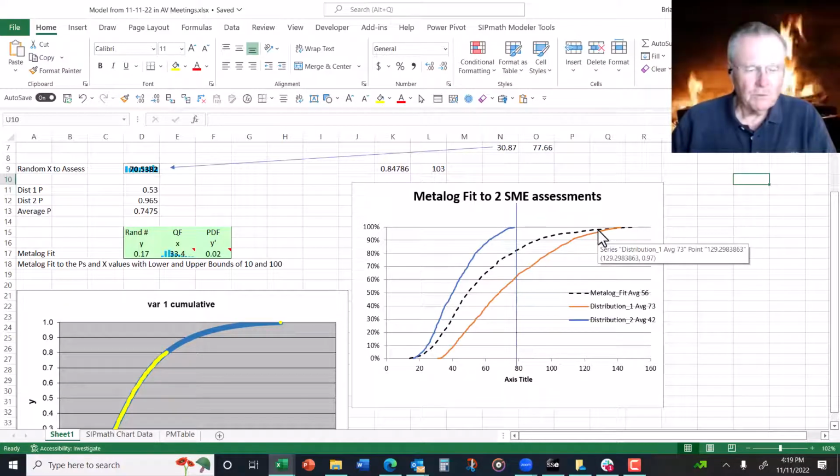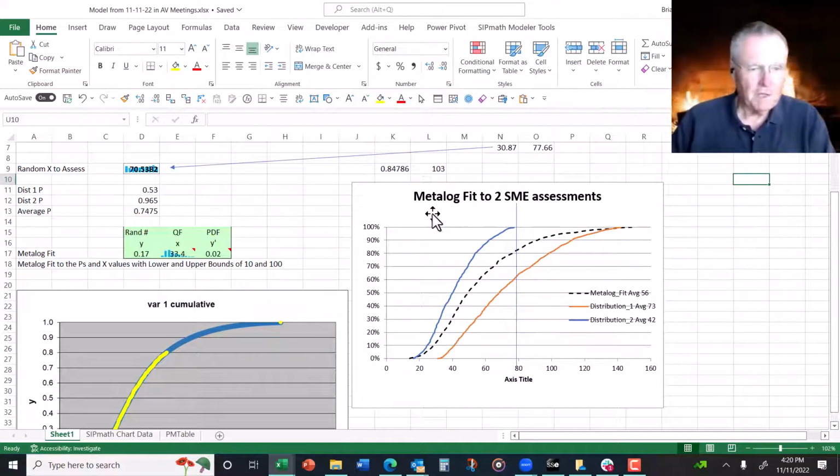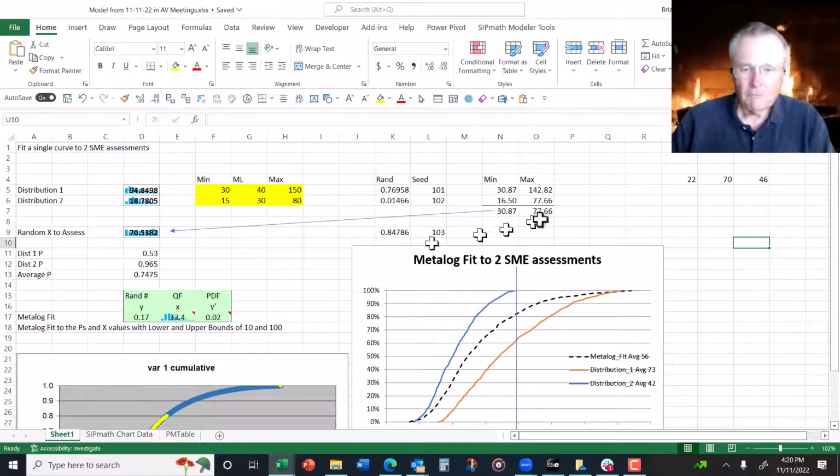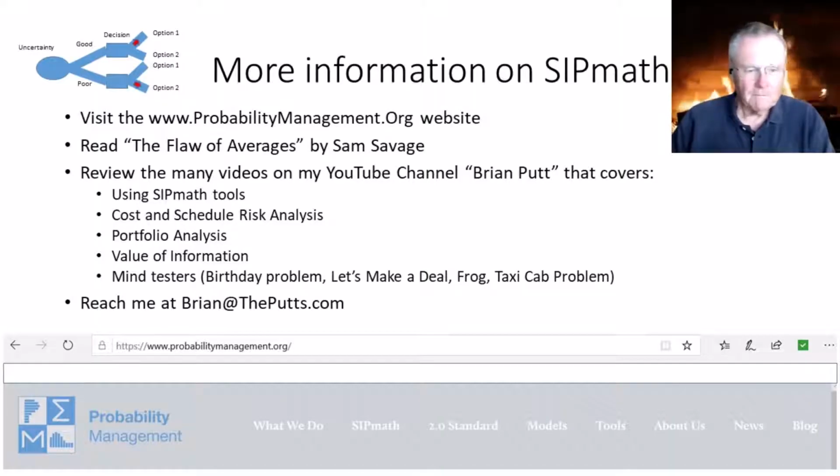So I hope this how-to video will help you consolidate subject matter expert inputs. And whether you've got 2 or 10, you could do the same thing. All you need to do is look up all 10 and then average those, right? And once again, you need to go through this process of finding the max of the mins and the mins of the maxes.